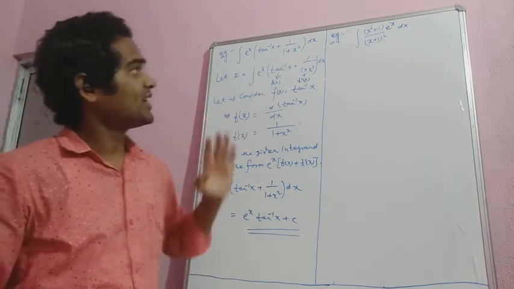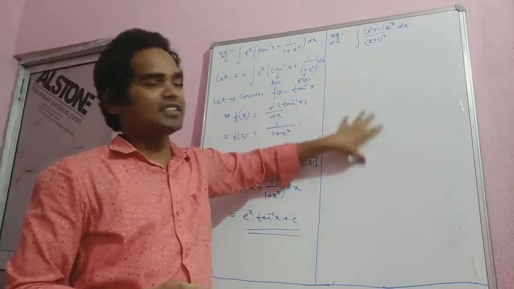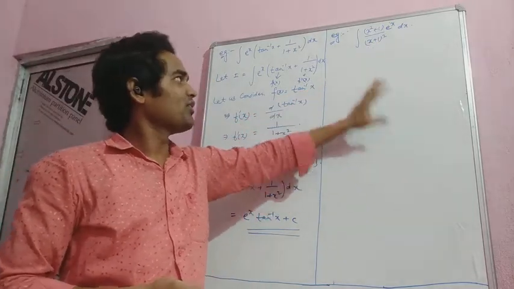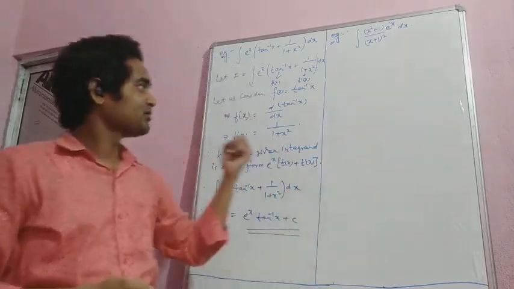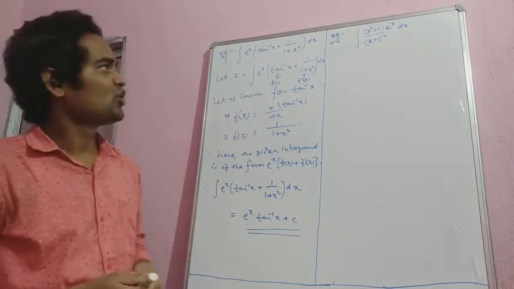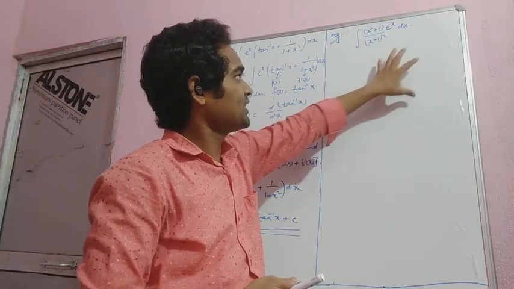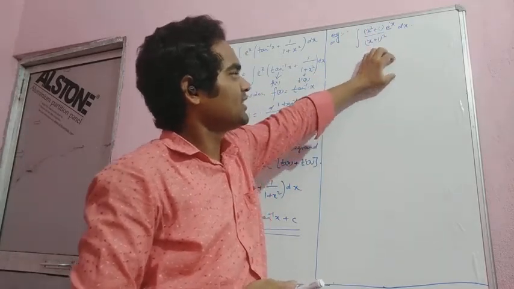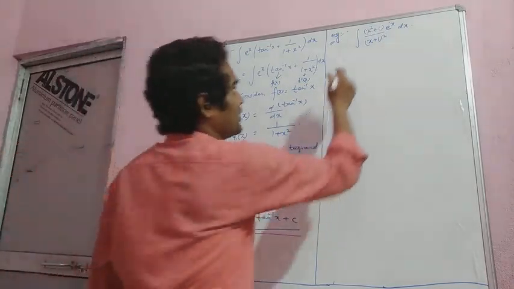Then in that condition we have to express the integrand in a standard form. Then from that standard form we can easily select f(x) and f dash x. So first of all, we will have to express this integrand into a standard form.